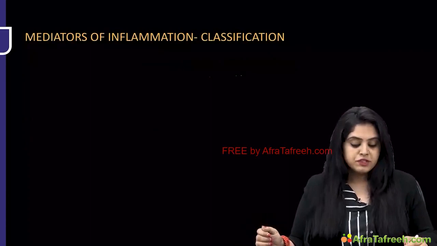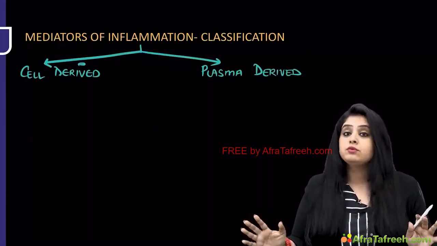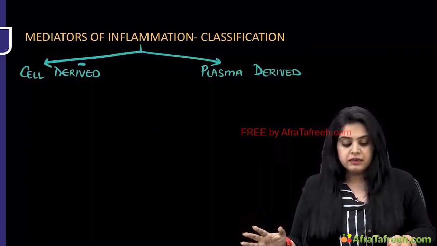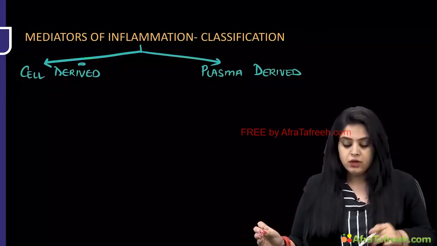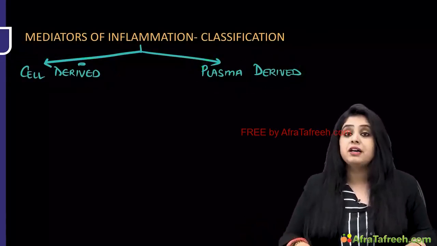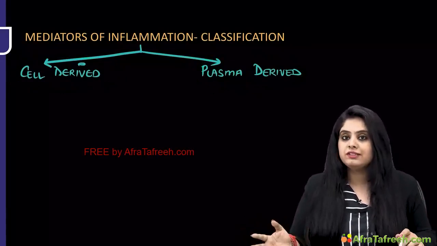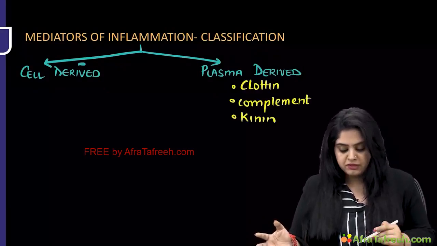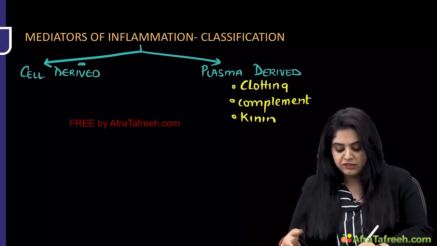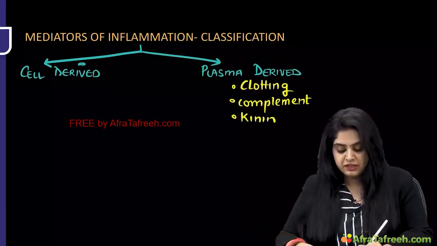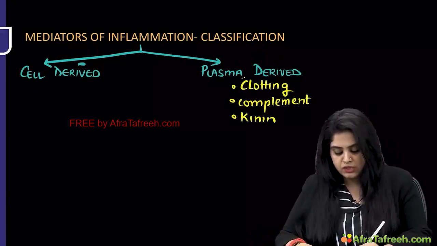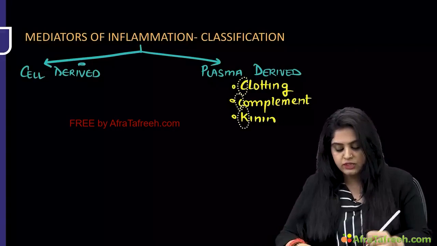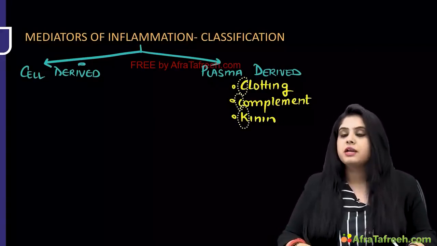First, let me tell you that mediators are coming from two sources of your body. They are either coming from some cell, or they are coming from the plasma. Plasma derived are the easiest to learn because all the K sounding ones come up over there: the very famous clotting factors, complement system, kinin system. All the K things, the clotting, the complement and the kinin, come under plasma-derived mediators.